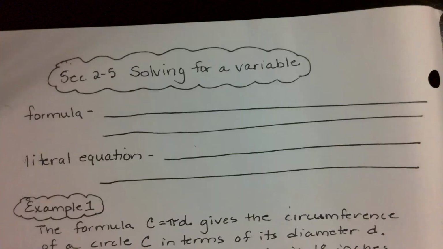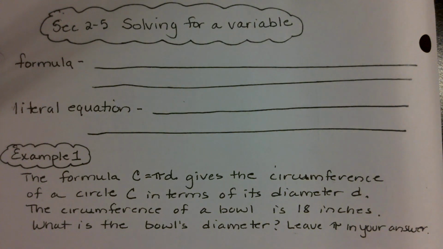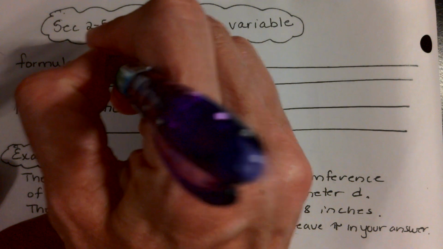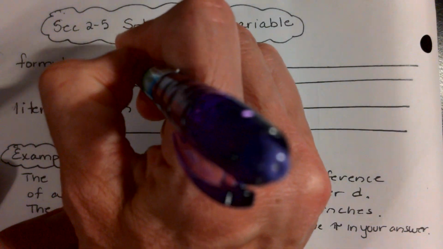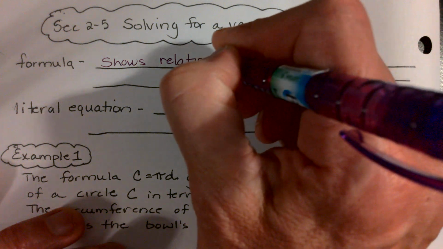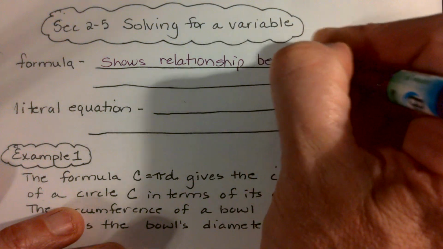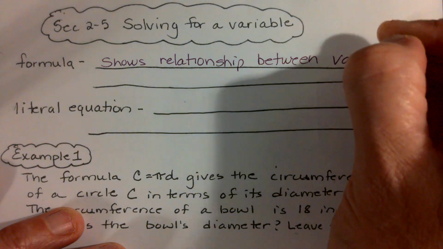I'm going to flip it over here and we're going to jump ahead. I don't have my sheet here with the exact definition. I left it at school accidentally, but a formula basically, you can either get it out of the book or you can write what I'm saying, but it won't be formal. It shows the relationship between variables.